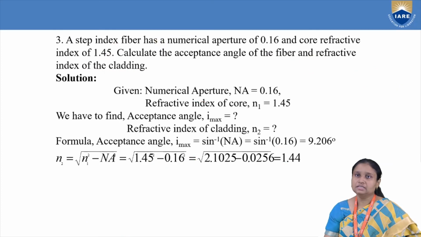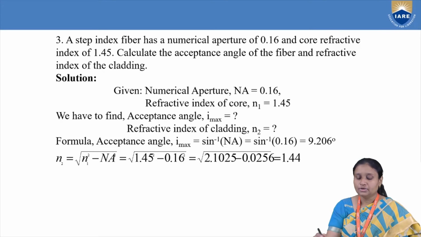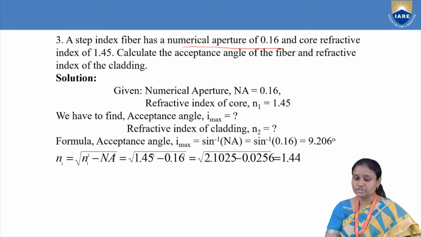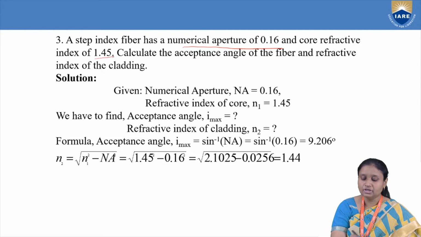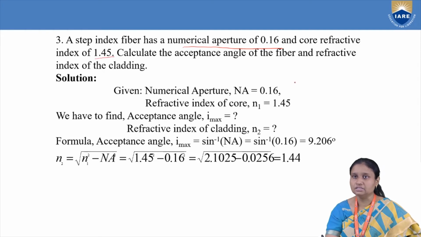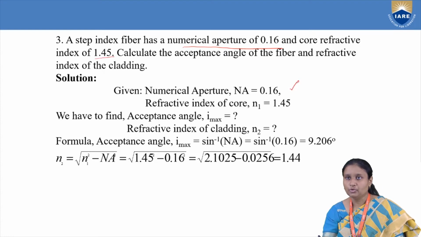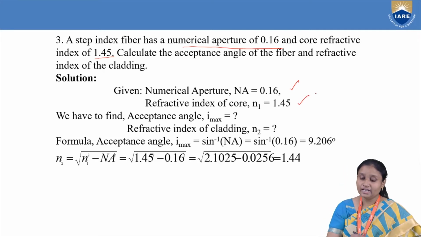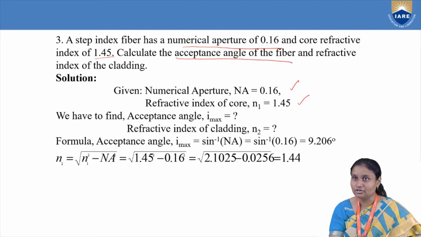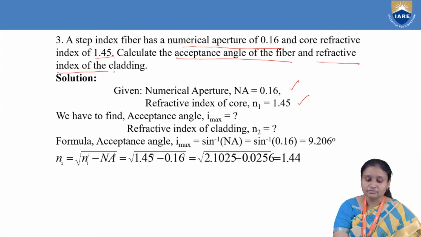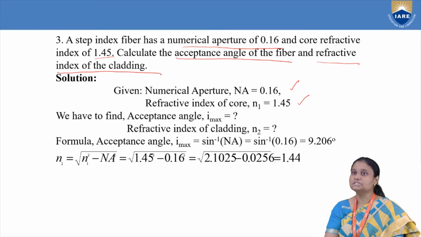In this problem, what is the data given here? Data given is numerical aperture. What is the value of numerical aperture? 0.16. And refractive index of core is also given. What is the refractive index of core? It is 1.45. And what we are supposed to find here is the acceptance angle of the fiber and the refractive index of the cladding.